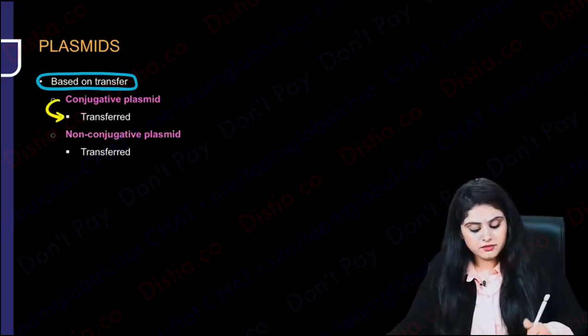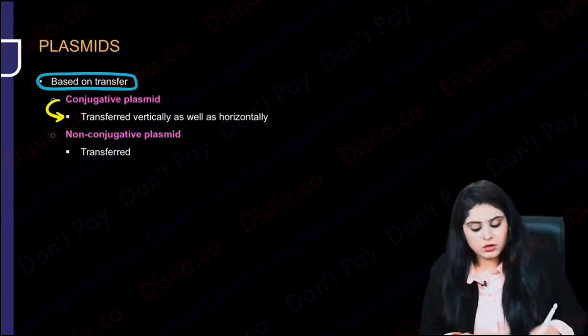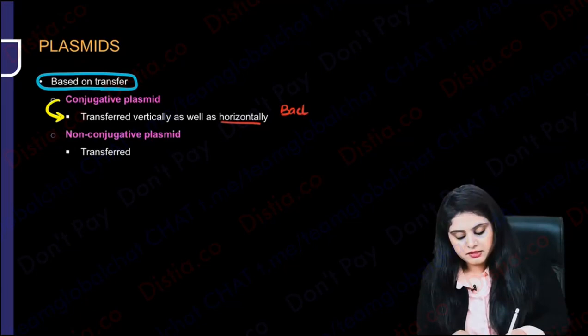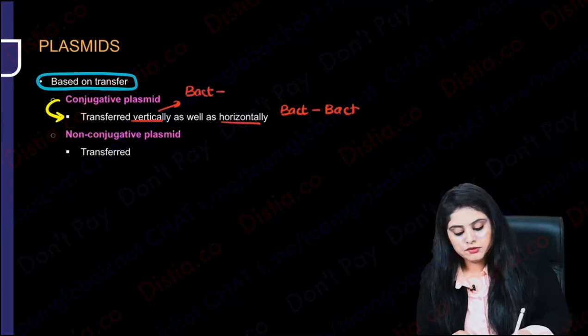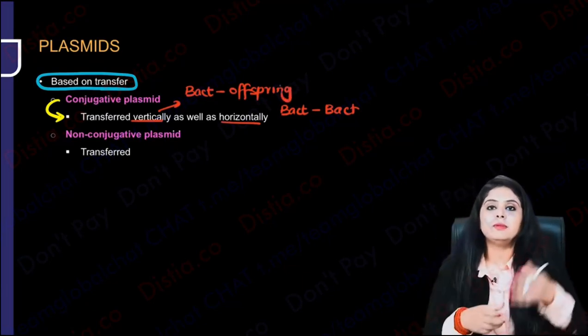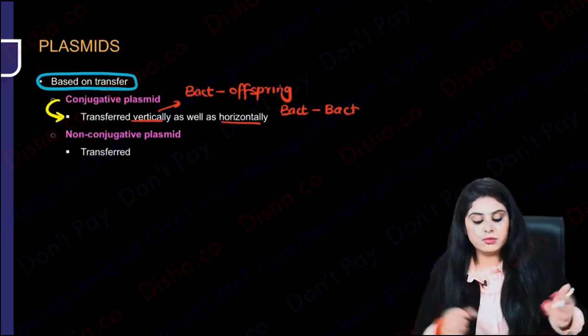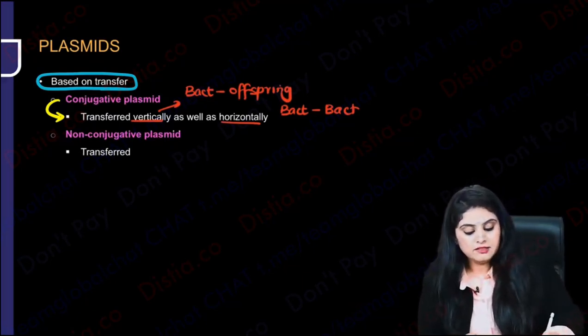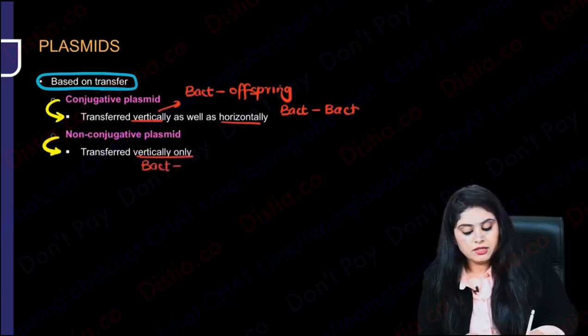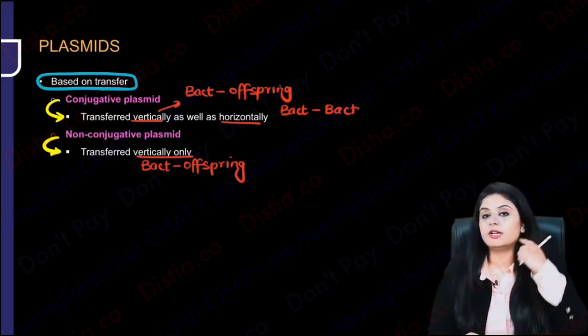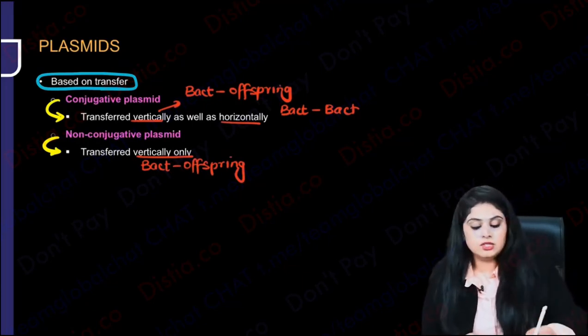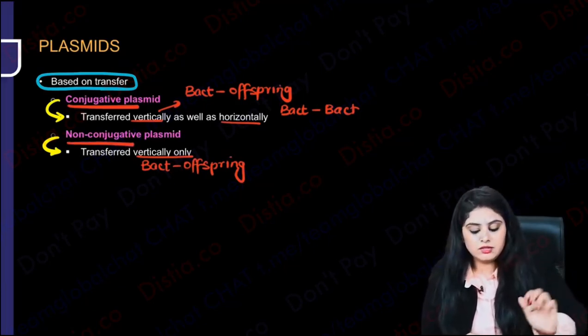Conjugative plasmids are the ones which are going to be transferred both vertically and horizontally. Horizontally basically means bacteria to bacteria, and vertically means bacteria to offsprings, to the children. That is conjugative. Conjugative means everything is going to happen, bacteria to bacteria will happen, bacteria to children will happen. But non-conjugative ones are only transferred vertically. Vertically means only from mother to child, only from bacteria to the offsprings. By offsprings I mean future generation. It is not going to get transferred horizontally. So that was the definition. Conjugative shows everything, non-conjugative is only going to be vertical.